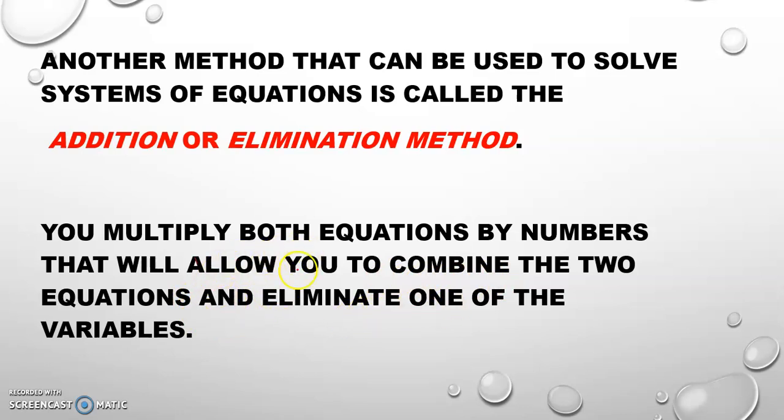So we have to multiply first. We have to find the common factors of the coefficients of x and y so that we can eliminate the values of x and y. Let's have an example. Our first equation is 6x minus 3y equals negative 3. And the other equation is 4x plus 5y equals negative 9.